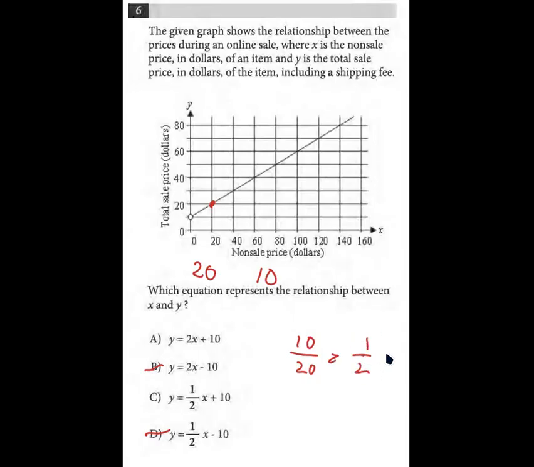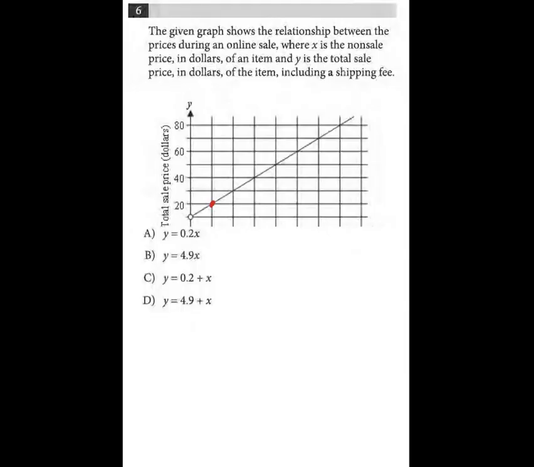This is slope. So 1 over 2x. So in that case, that would just be answer C. 1 over 2x plus 10. Okay, question 7.